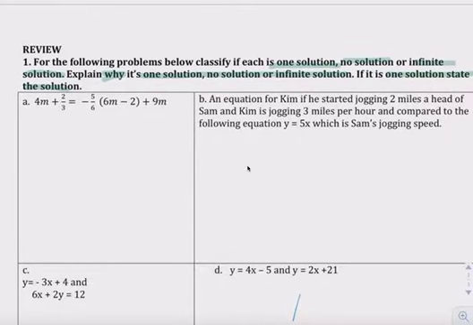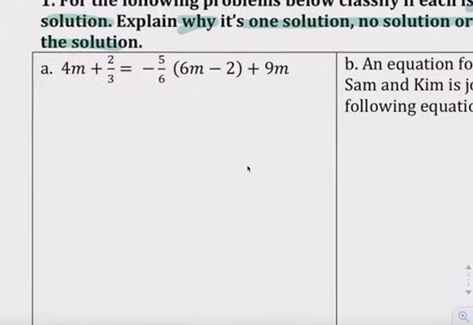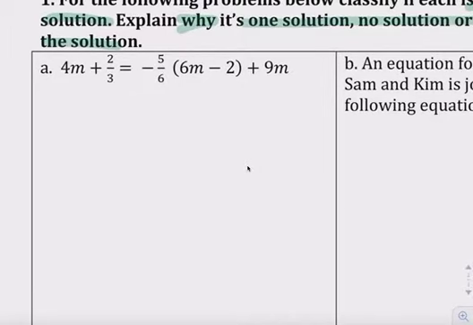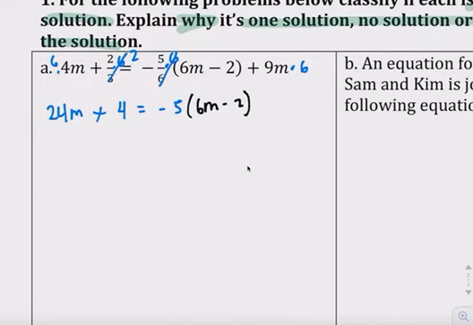All right. On A, the least common denominator is 6, right? Did you get 6? Did you finish that one? The least common denominator is 6, so times by 6. That's 24m plus, cross cancel. It's 2, that's 4. Equal, cross cancel, you get -5, and everything in the parentheses stays the same. Get 6m minus 2, and the other one is 54.